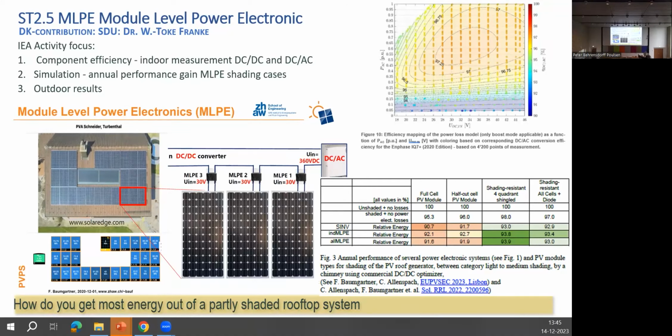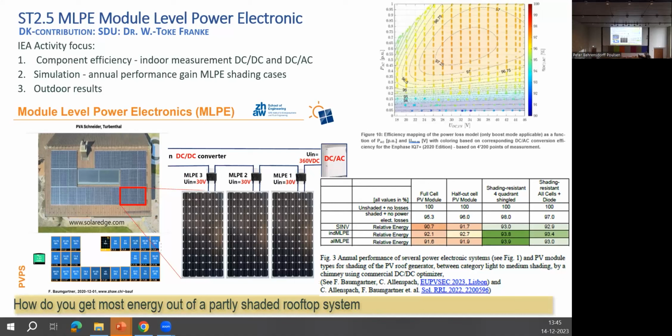Subtask 2.5 about module level power electronics. There's participation from Denmark by Toge Franke, who is from SDU, and he's supporting Franz Baumgart on such analysis of the capabilities and performance of module level electronics.